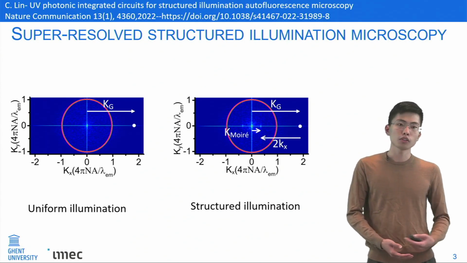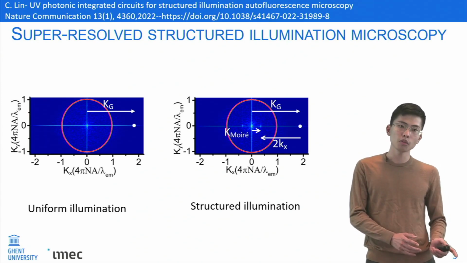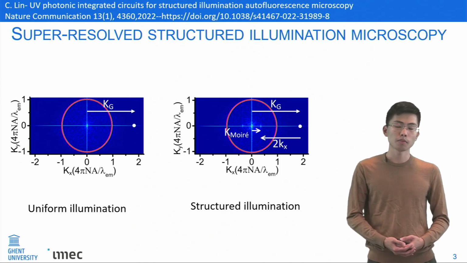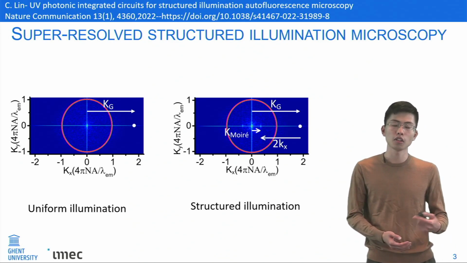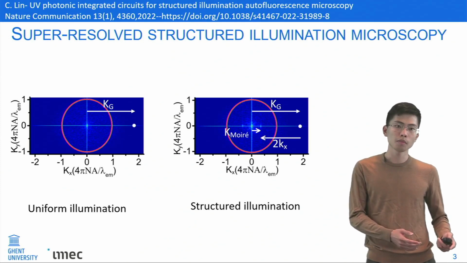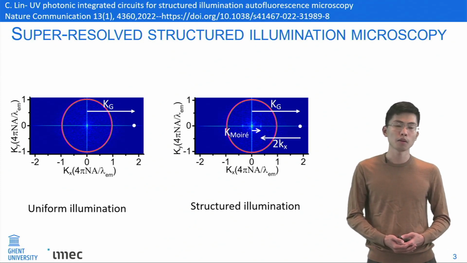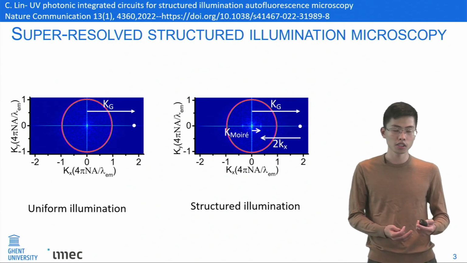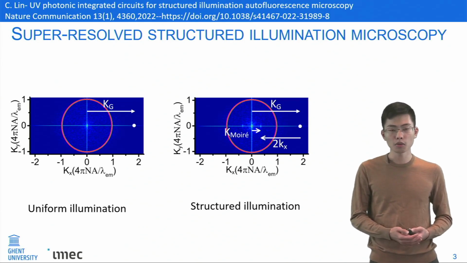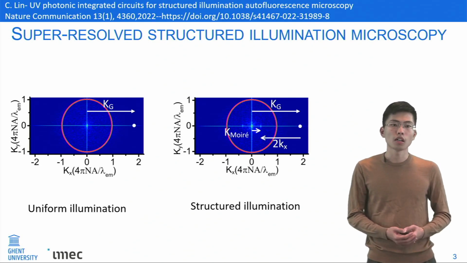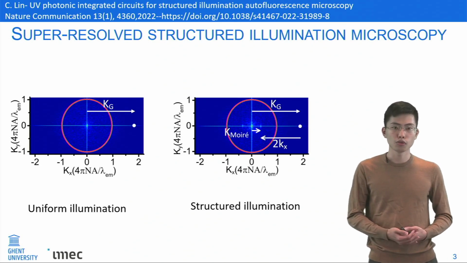Then we switch to structured illumination, and the frequency will be shifted by the spatial frequency of the structured illumination. The signal of the fluorescence grating will be shifted back inside the supported bandwidth of the microscope system. By knowing the parameters of the structured illumination, like the phase, the orientation, and the spatial frequency, we are able to recover the true signal of the fluorescence grating.